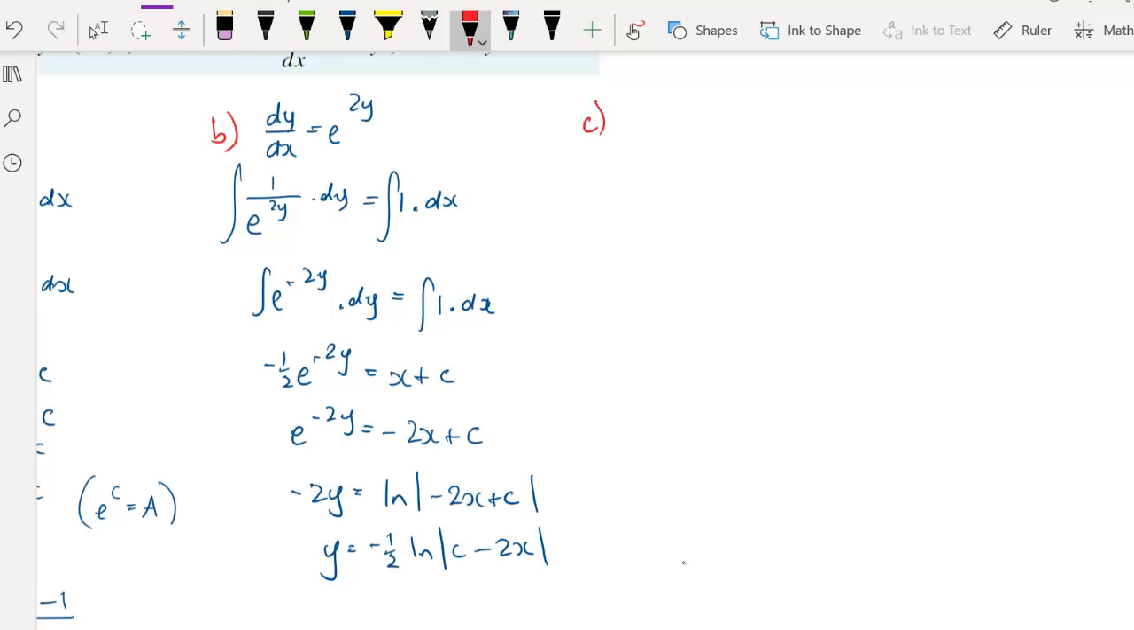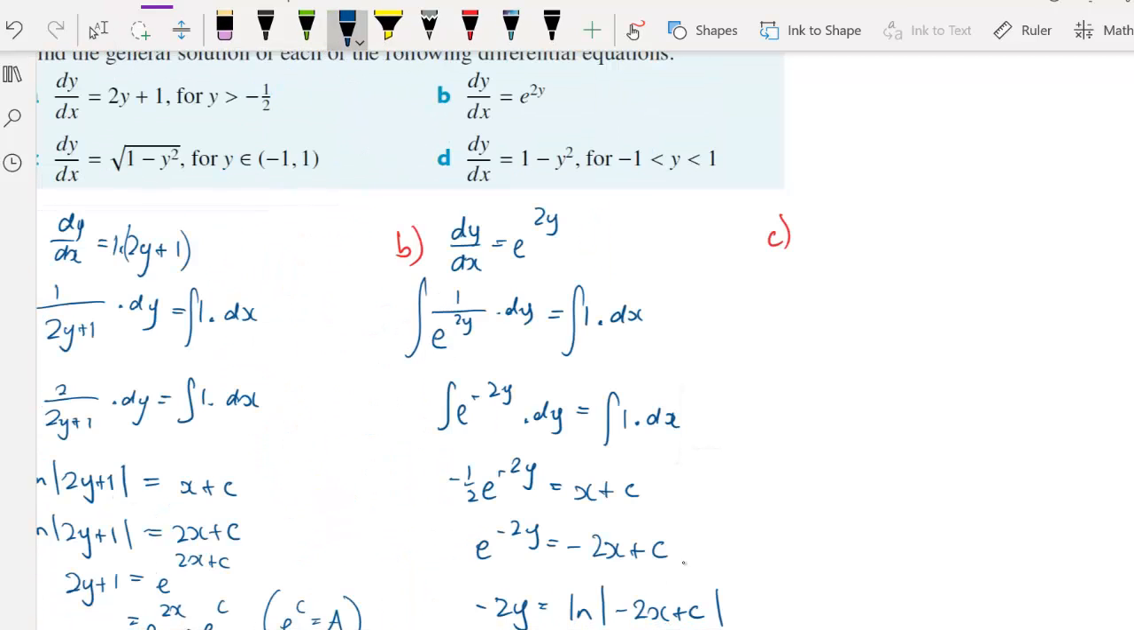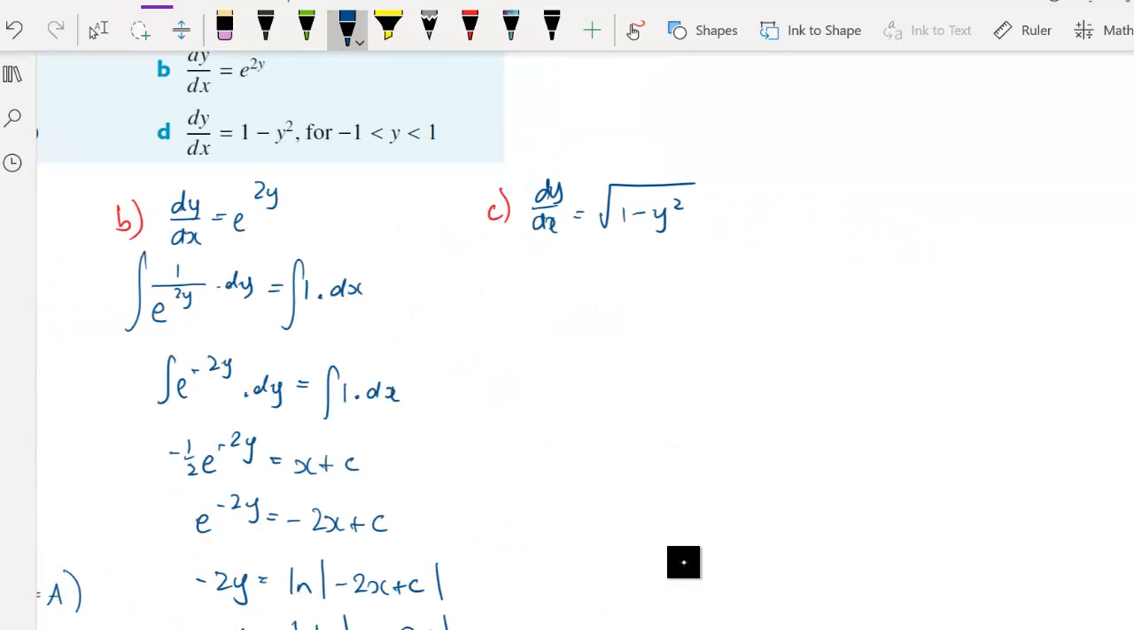When we move on to look at c, the original differential equation is dy/dx is equal to the square root of 1 take y squared. We first of all want to group this function of y with the dy, so we've got 1 on the square root of 1 take y squared dy, and it will be equal to, again, that coefficient of 1 dx.